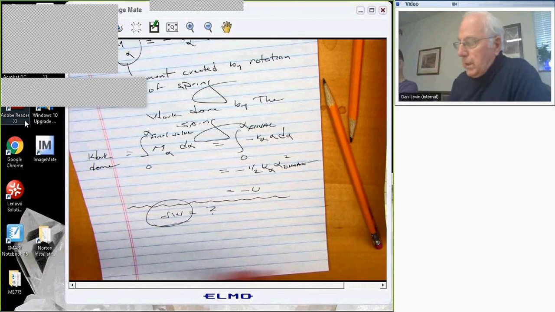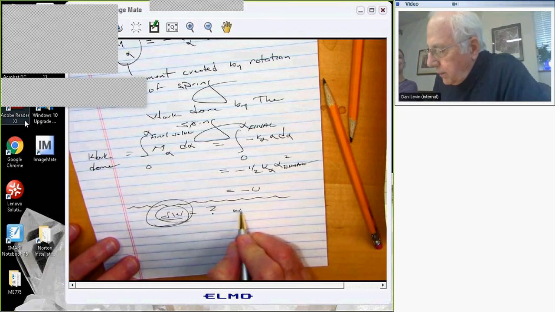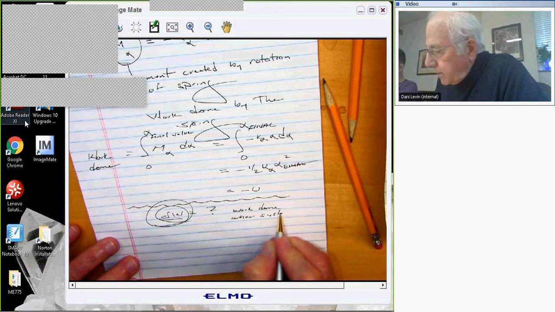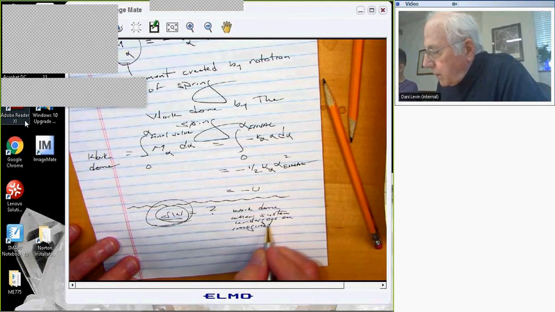So del W is the work done when the system undergoes an imagined deformation.